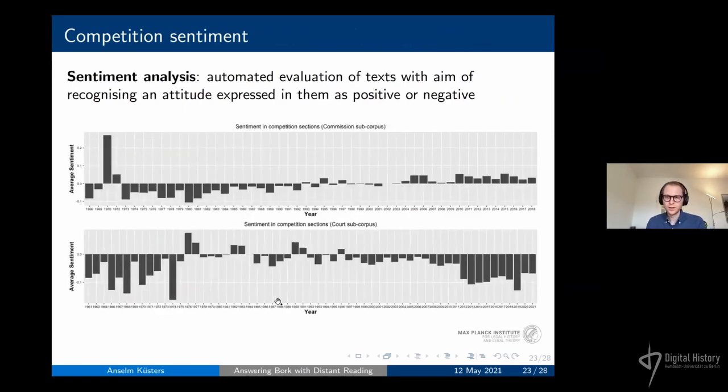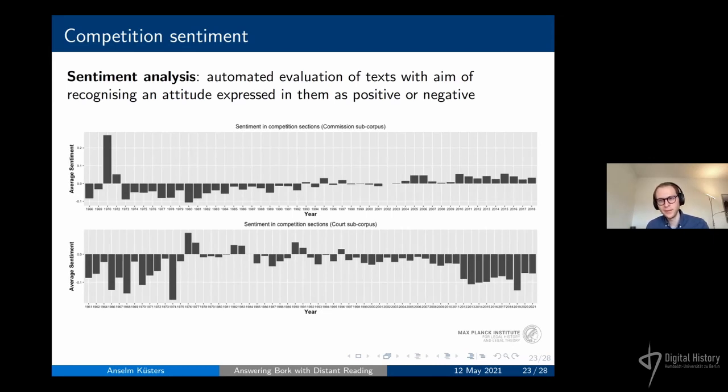Another way to do dictionary analysis is sentiment analysis, because certain words that are associated with positive or negative feelings can also just be put in a dictionary. So I did a sentiment analysis here by using such a sentiment dictionary. There's one interesting thing to note: whereas in the court case, the language is almost every year negative, in the case of the commission, we seem to see a development from a negative language in the first four decades to a continuously positive language in the last two decades.